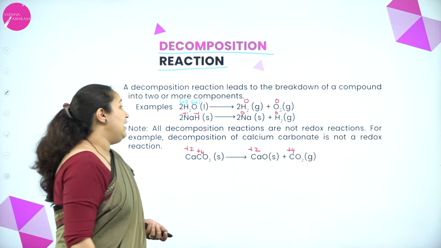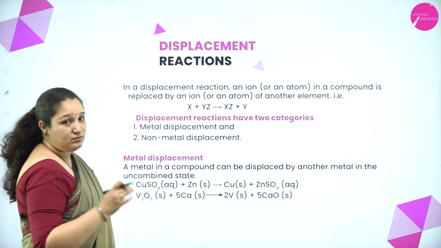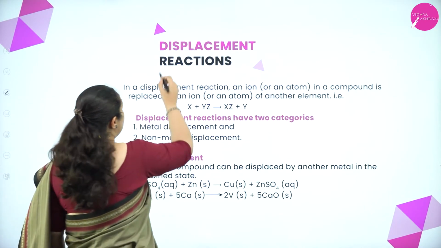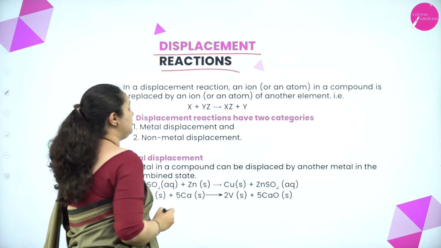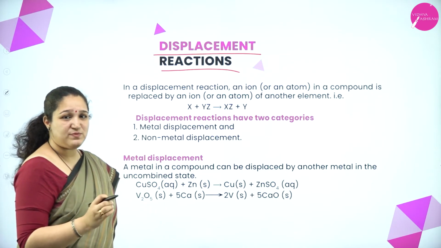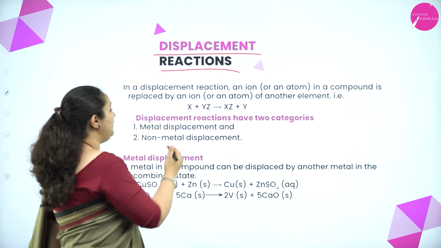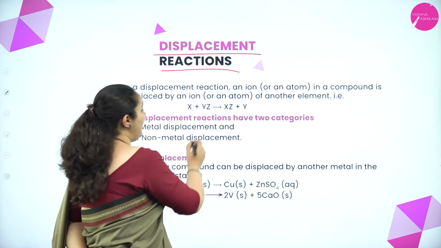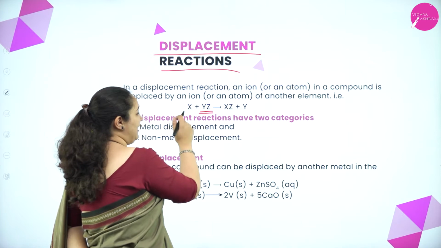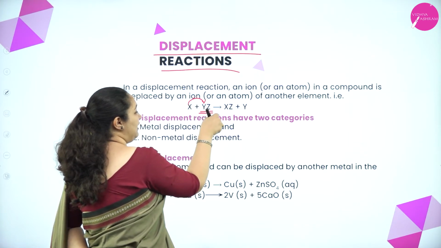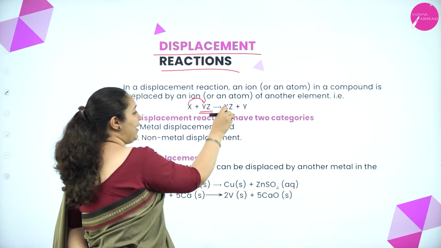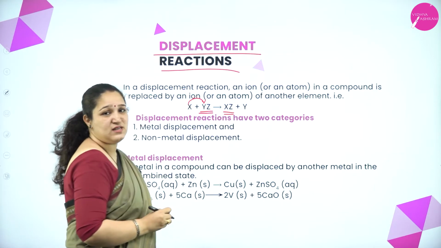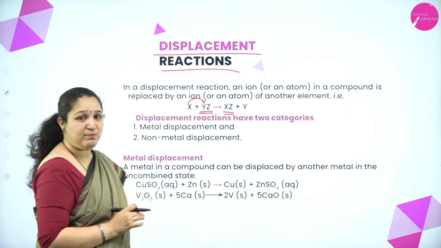Okay. Next type of redox reaction is displacement reaction. Now in displacement reaction, what is happening? We'll take an example of X plus YZ. I have a compound YZ, I'll add X to it, X will come and displace Y and it will form XZ and Y will be replaced.